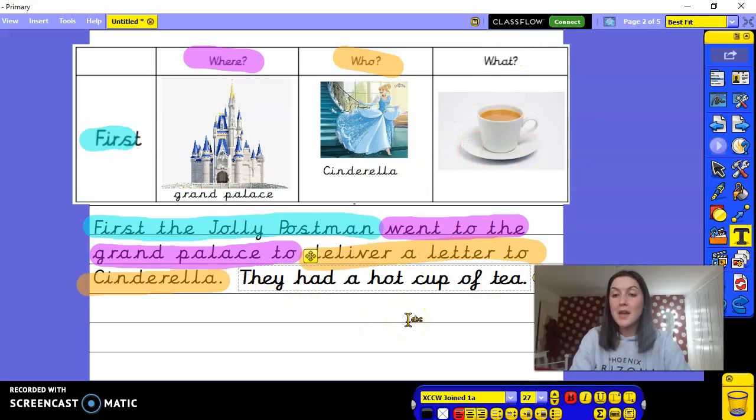I'm going to read it all back through now and make sure I am happy and I've checked my capitals and my full stops. First, the Jolly Postman went to the Grand Palace to deliver a letter to Cinderella. Full stop. And I'm really happy as I've also remembered my capitals for my proper nouns, as they are both names of the characters in my story. My last sentence, they had a hot cup of tea. Full stop and capital. Very happy.